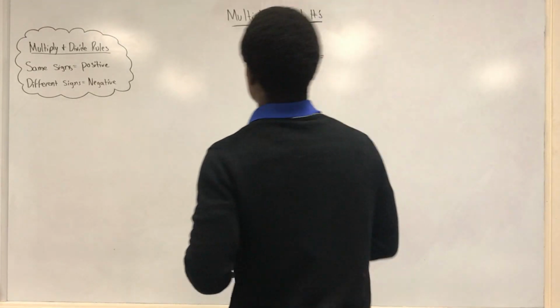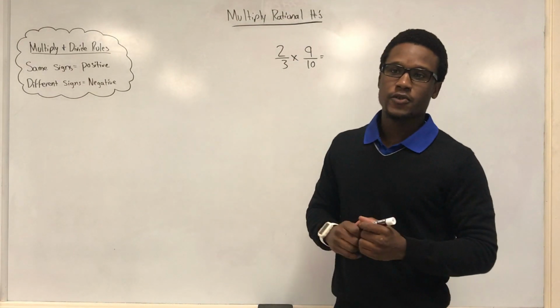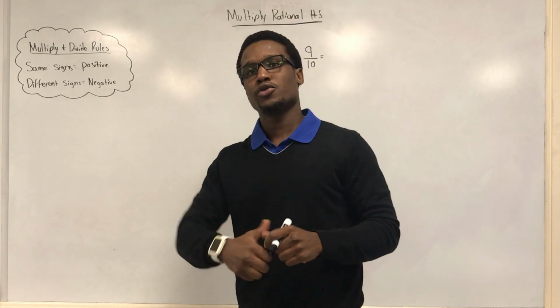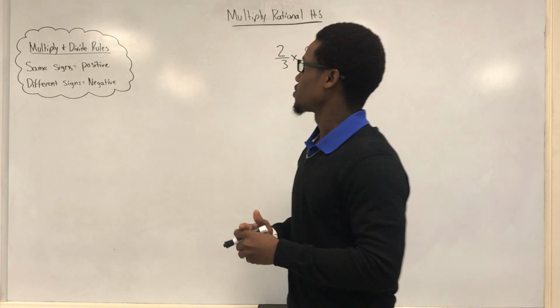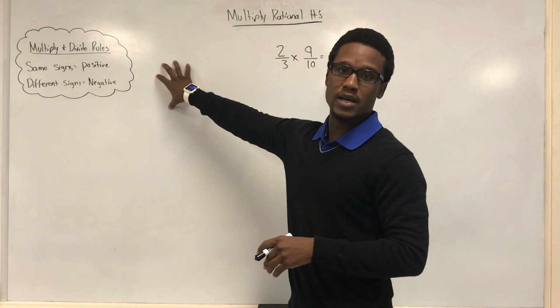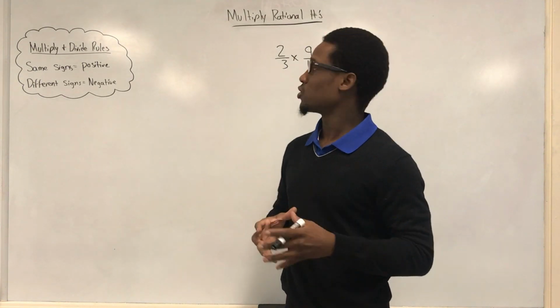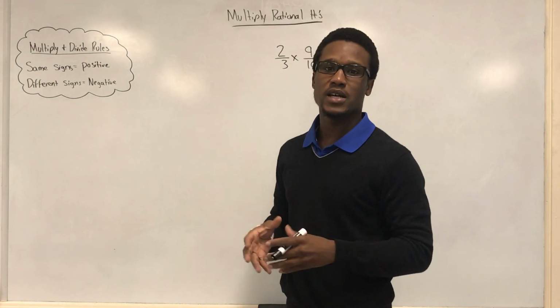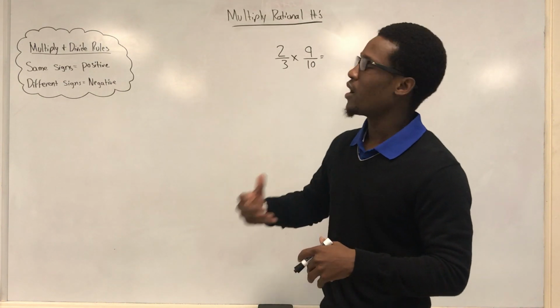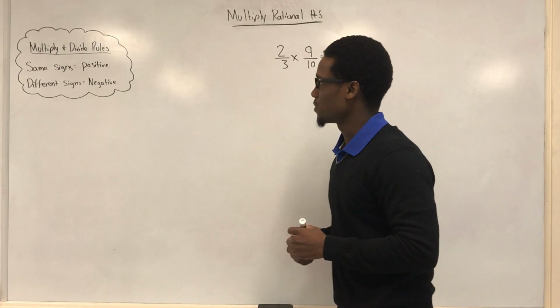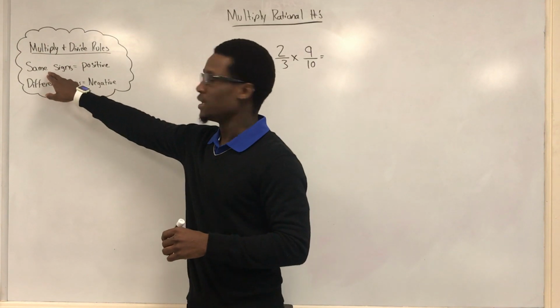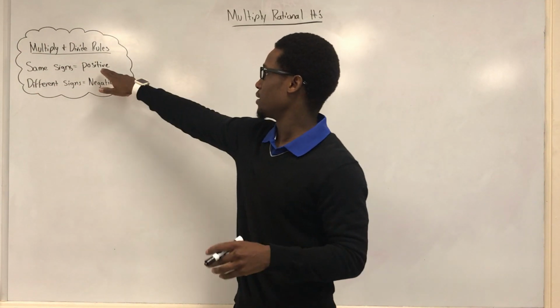Okay, so we're going to go over multiplying rational numbers for today. We've gone over adding rational numbers and subtracting rational numbers. The rules for multiplying and dividing numbers are the same in terms of sign, so it makes things a little bit easier than the addition and subtraction rules. But I'm just basically saying, if the signs are the same, then it's going to be positive.